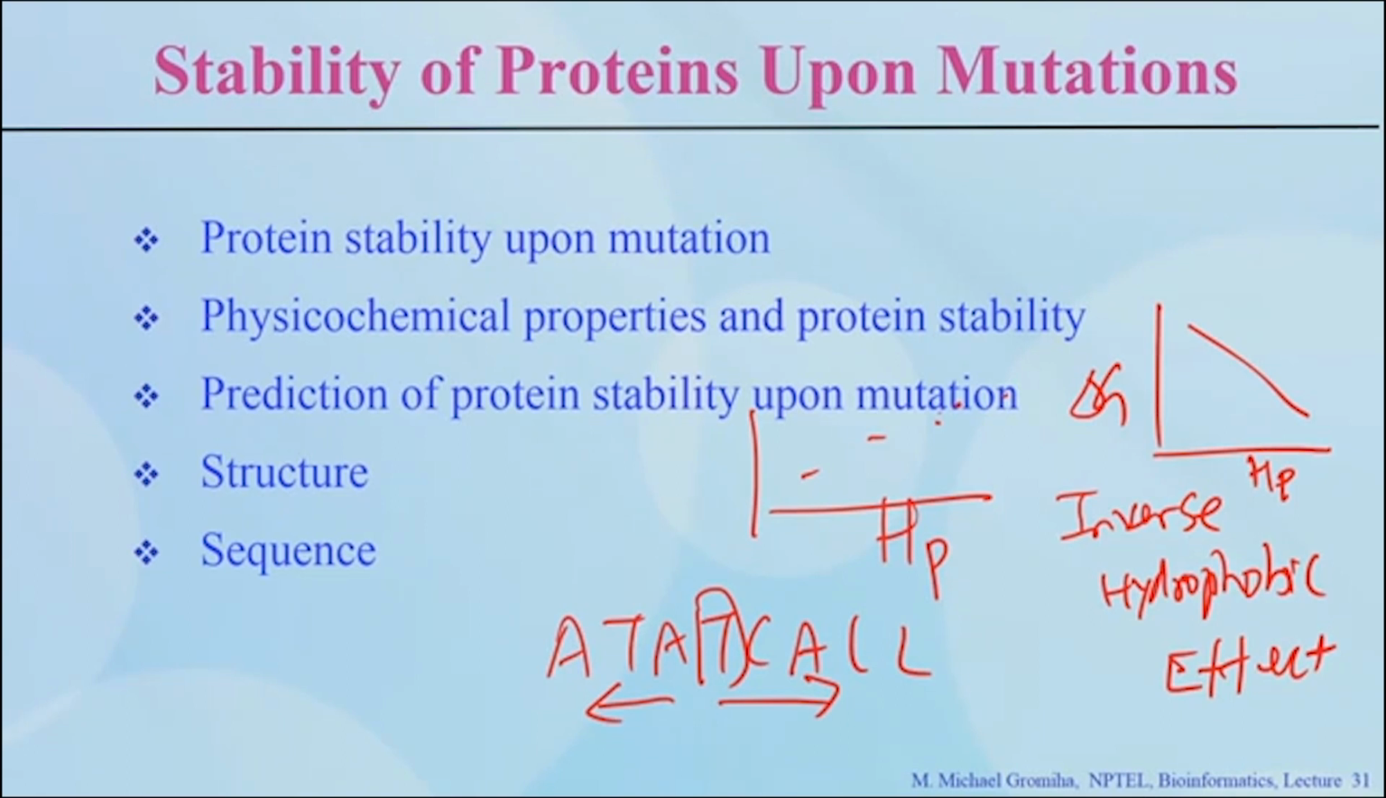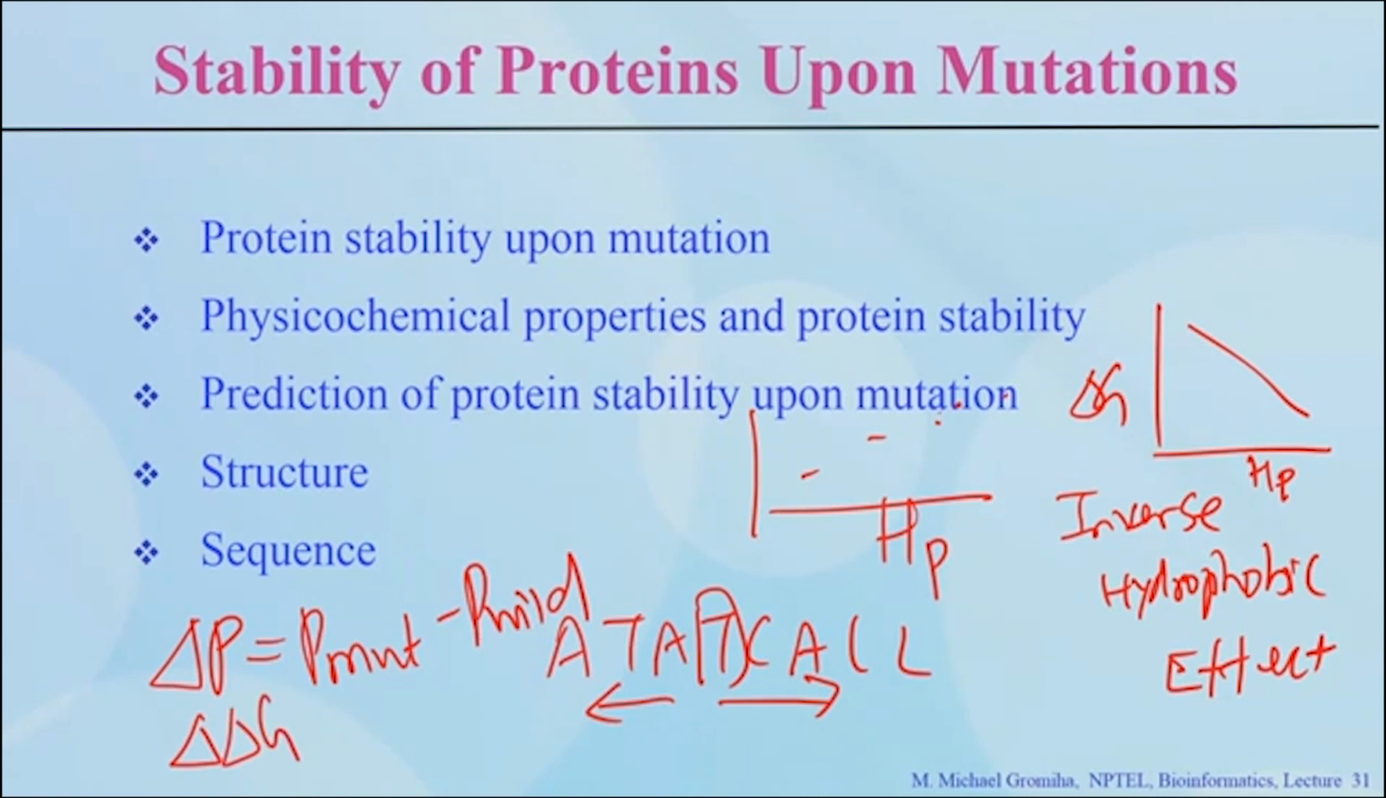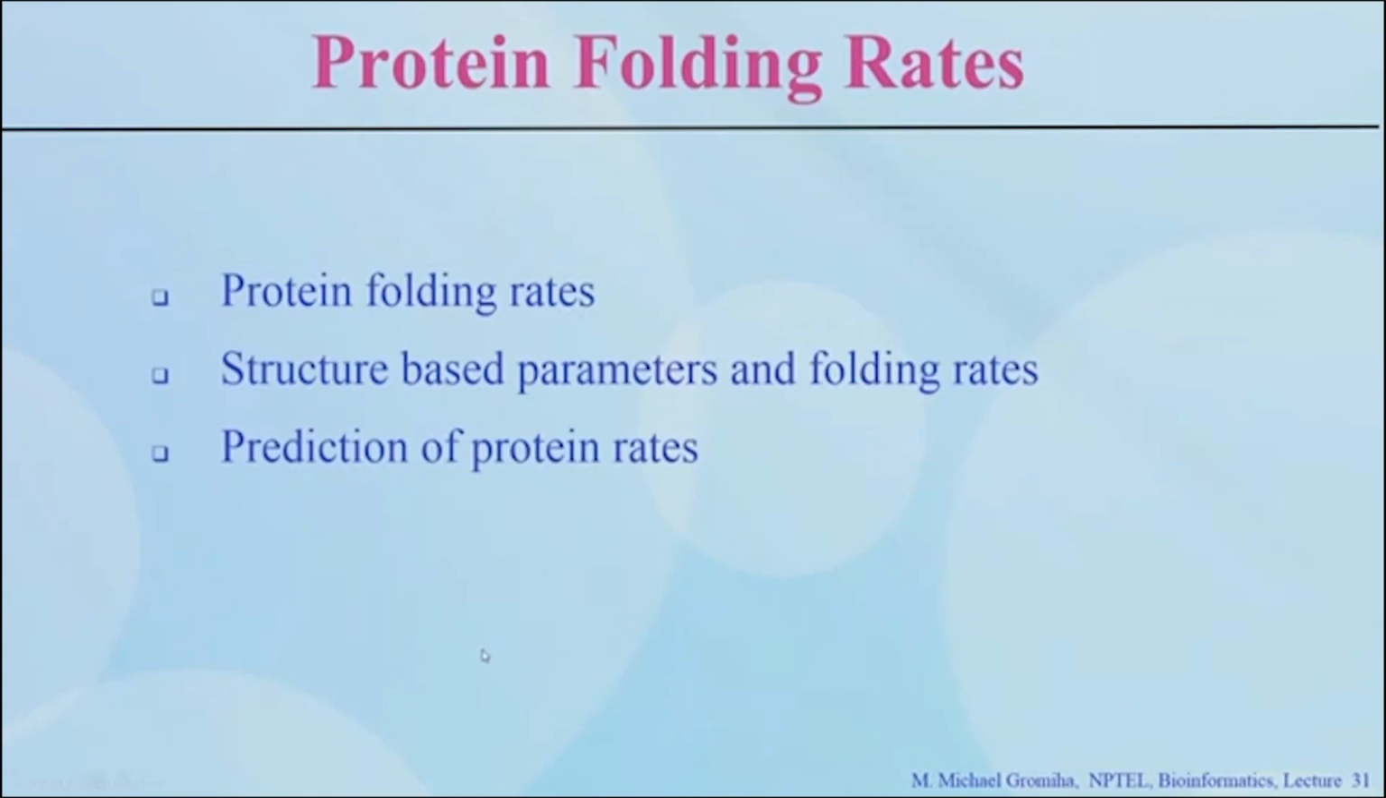you will get the same result if you use the properties, because we use the delta p for the difference in property, which is equal to p mutation minus p wild, for example, hydrophobicity, the difference in values. Likewise, you have the delta G for the mutation and wild type, and we relate these two using the correlation coefficient. Then we discussed the folding rate.